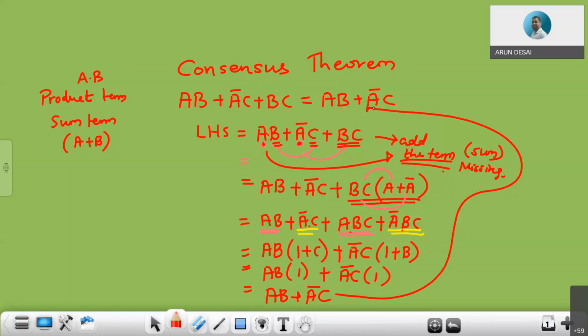This consensus theorem is also referred to as the included factor theorem, right? Why? Because we include something here in that expression, right? So this consensus theorem is also referred to as the included factor theorem.